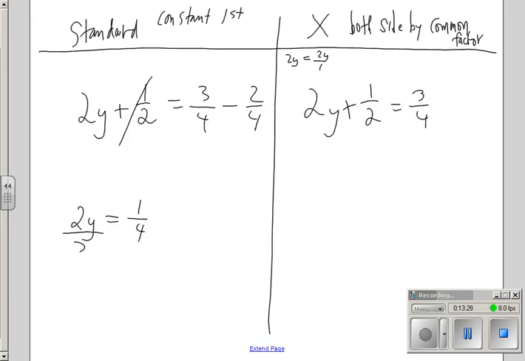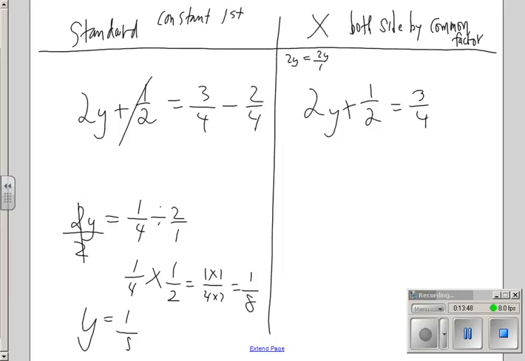You then divide it by the coefficient of 2. You divide it by 2, which you realized was 2 over 1. You then change that to multiplication by the reciprocal. And you got y equals 1 times 1 over 4 times 2 equals 1 over 8. And your answer for y was 1 over 8.